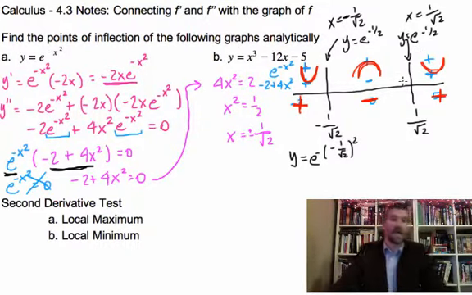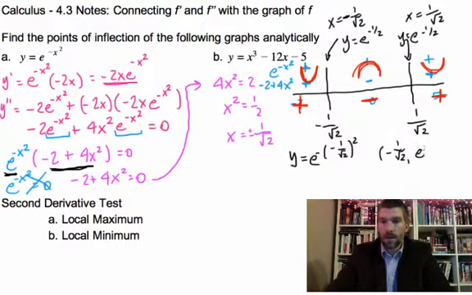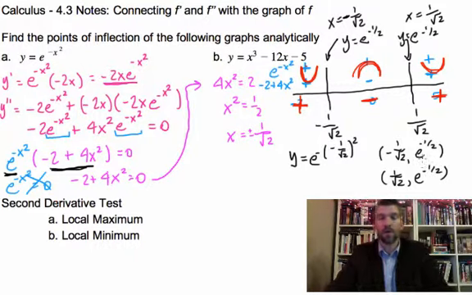So both of those guys will be points of inflection for this particular problem. So I'll write them right here. The points of inflection are negative 1 over root 2, e to the negative 1/2 and 1 over root 2, e to the negative 1/2. Both of those will be points of inflection for this particular problem.